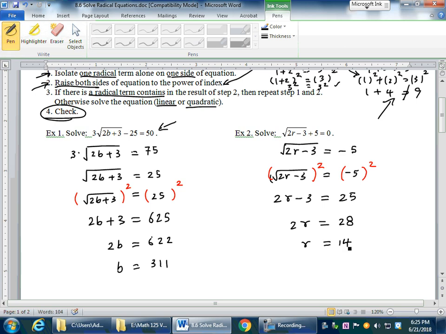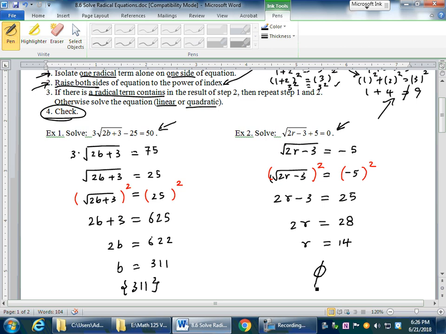And we need to check, right? Because this one I checked already. We need to check. Plug in 14 into the original equation. So 2 times r, that means 2 times 14, which gives me 28. Take away 3, that gives me 25. The square root of 25 is 5. And 5 plus 5 does not equal 0. So what happened is the only solution that we have right now is not satisfying the equation. Therefore, there is no solution.